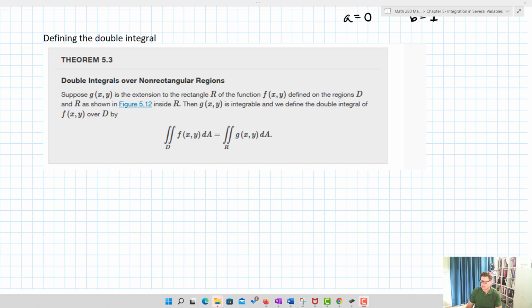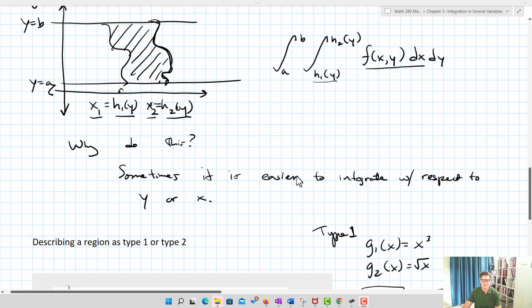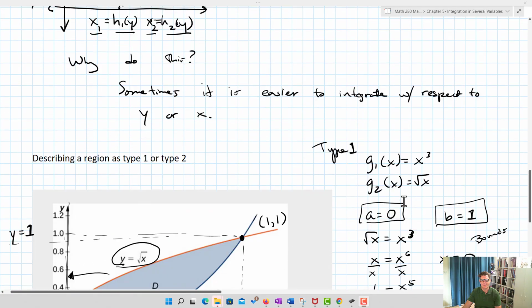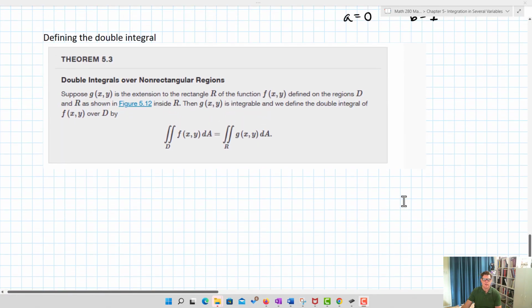That's the picture that we had earlier. Just as a reminder, it's this one right there. R is the rectangular region, D is the circular region, g is this piecewise function. Then g of xy is integrable, and we define the double integral for f of xy over D by the double integral over the region D of f of xy dA equals the double integral over the region R of g of xy dA.